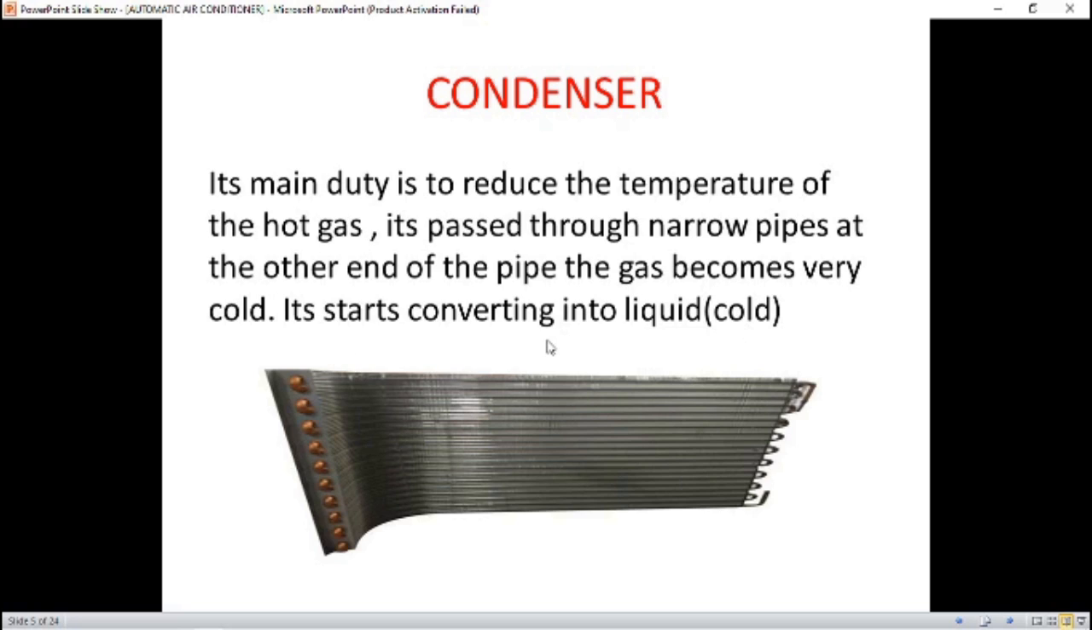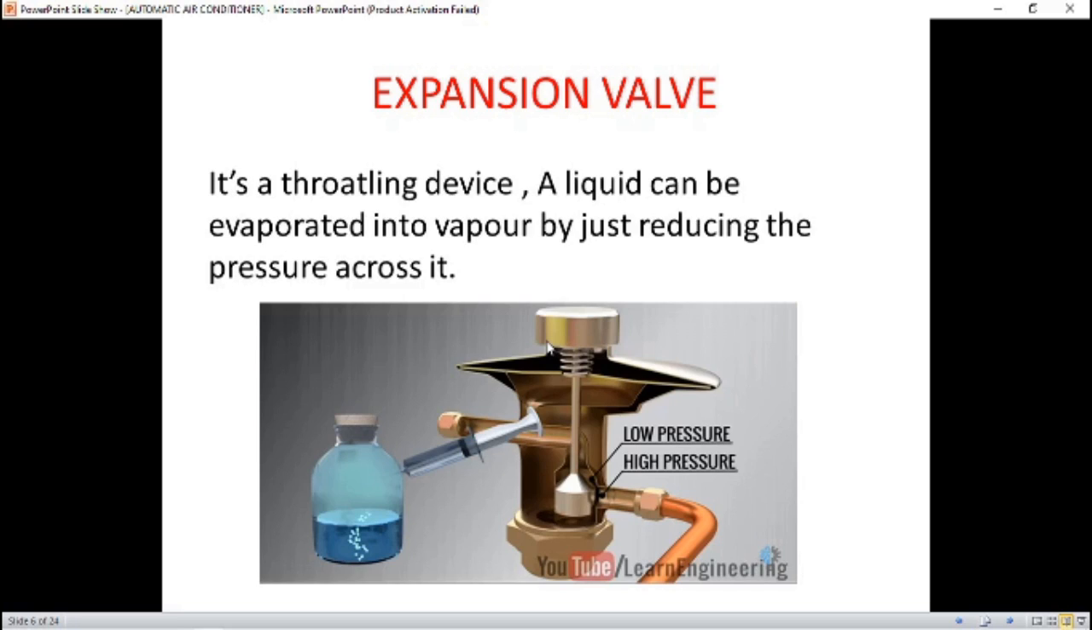Now the liquid which has become very cold goes to the fourth component, which is called the expansion valve. Now this is simply a throttling device. It works on Bernoulli's theorem. As we can see from here, this is an area which is very high, so high pressure, and this is low pressure. Low area, we have just throttled it, and it has become a low area, and correspondingly the pressure will be low when the fluid or liquid passes through it. Now we know a very special property of a liquid, that a liquid can be evaporated into vapor by just reducing the pressure across it, which is the same thing we are doing inside an expansion valve.